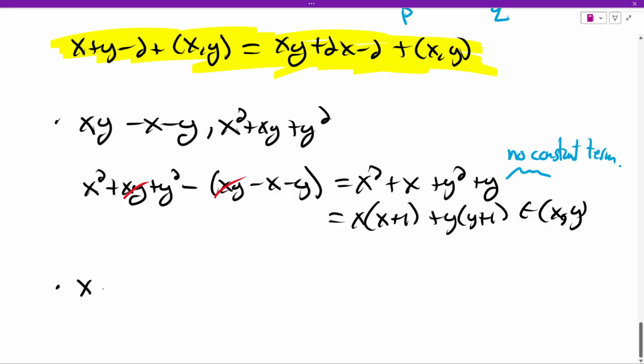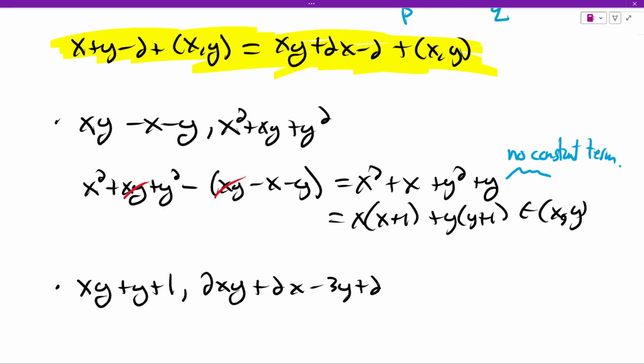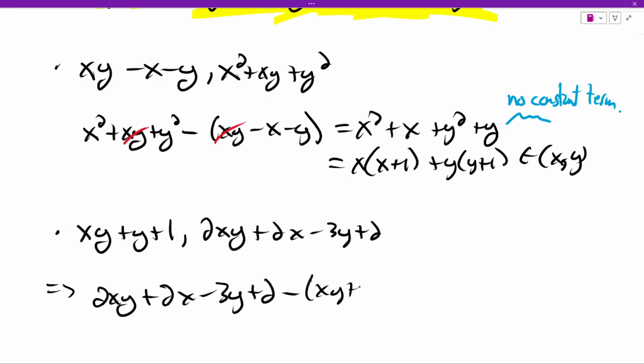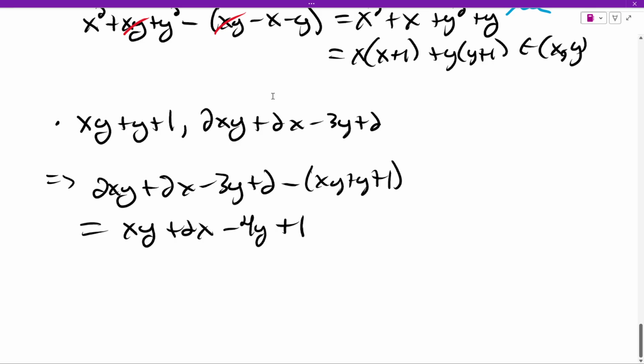Our last example, let's look at xy plus y plus 1, and let's look at 2xy plus 2x minus 3y plus 2. And let's look at their difference. So 2xy plus 2x minus 3y plus 2 minus (xy plus y plus 1). We have a 2xy and a minus xy, so that gives us an xy. We have a 2x that's not going to get subtracted off. We have a negative 3y minus y for a negative 4y, and we have 2 minus 1 is plus 1. We have a constant term.